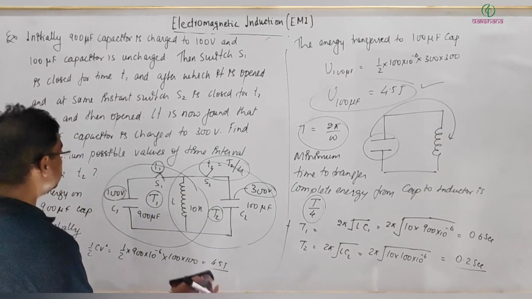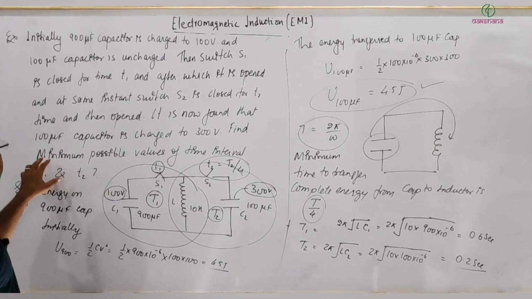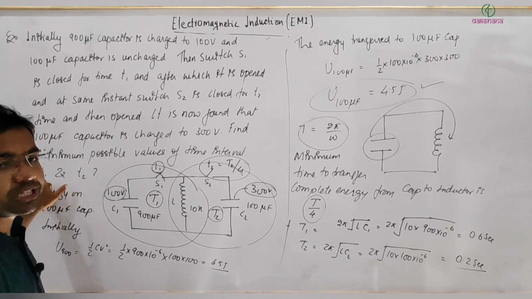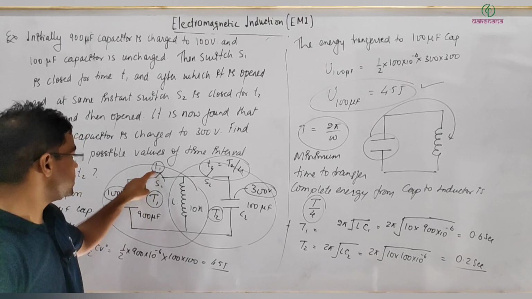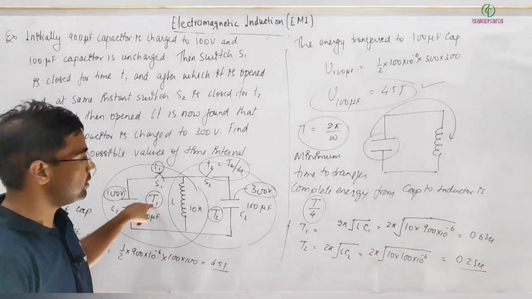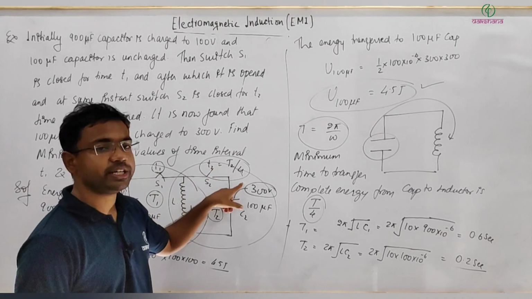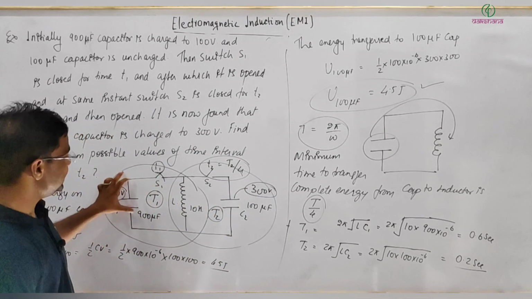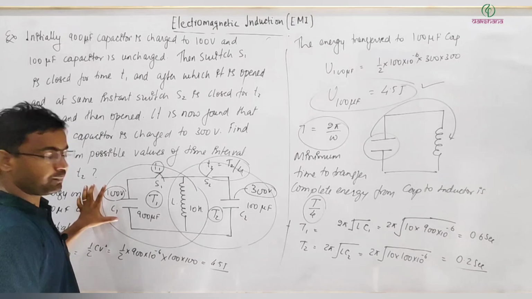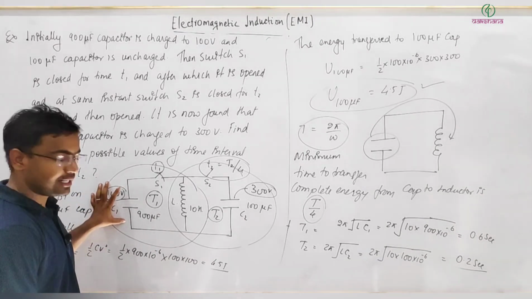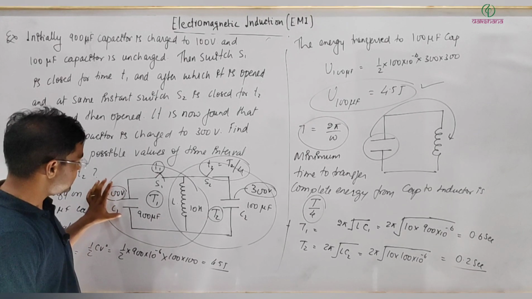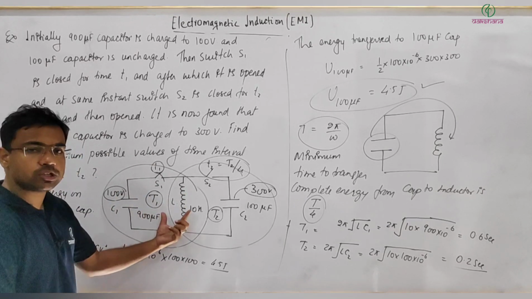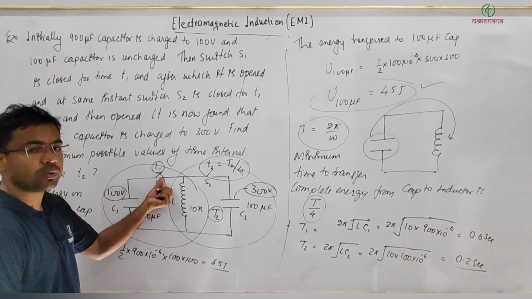Now it is asking for the minimum possible values of the intervals t1 and t2. So what should small t1 be? Small t1 should be capital T1 by 4, and small t2 should be capital T2 by 4, because you can imagine initially this is the active circuit with total energy here, and the time to transfer complete energy from here to there will be the time period of this LC oscillator by 4.